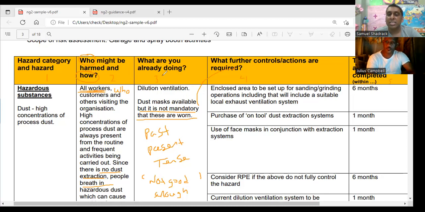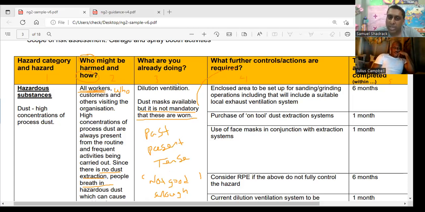See if you understand this. I'll repeat this one again. When you're writing the thing in the third column here, you have to write it in past tense, dust masks are available, past or present tense. But when you write it, you have to set it up in a way like it's not good enough, right? That the workers have had a basic orientation, or they have had a risk assessment, but that was two years ago, so it's not effective anymore. So you have to say those things.